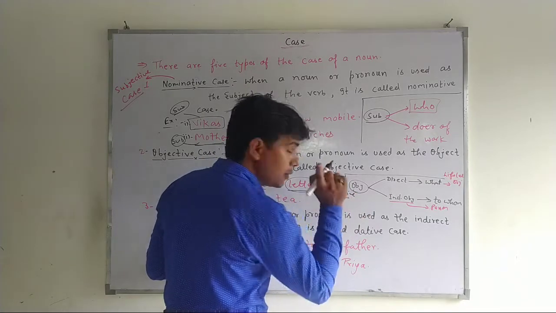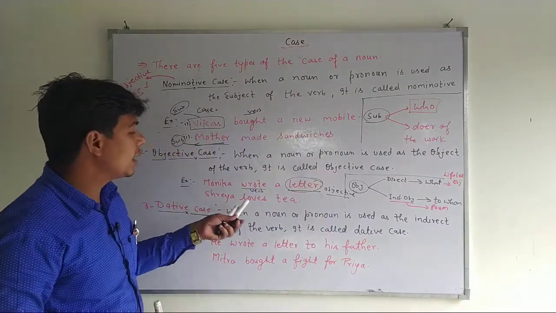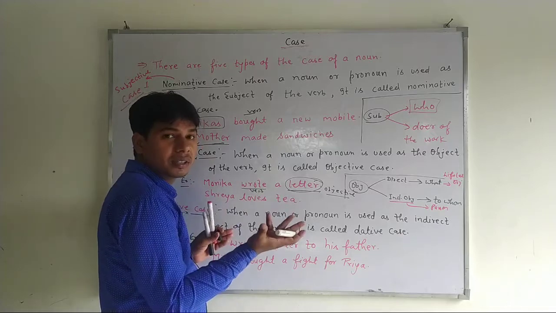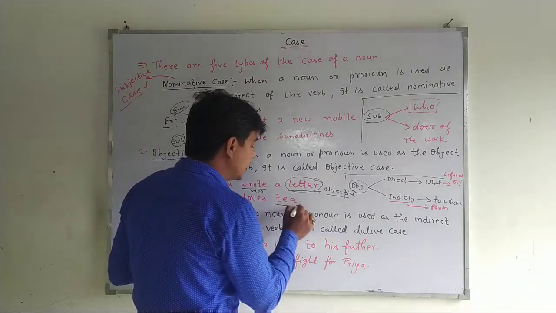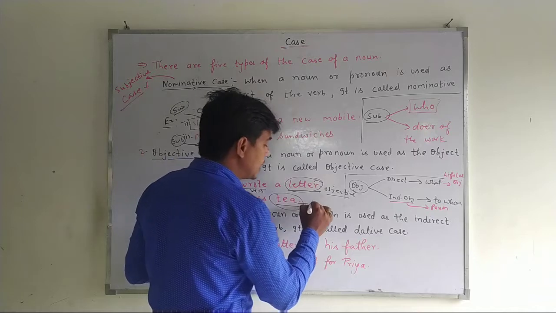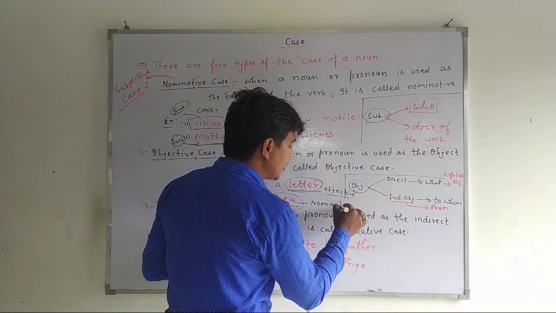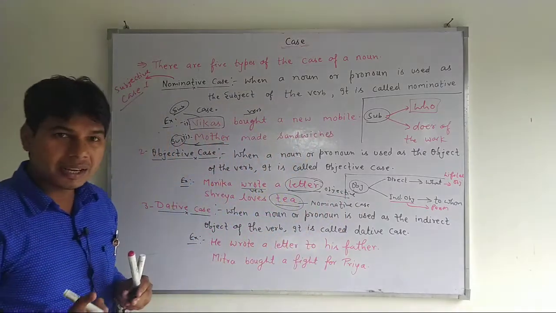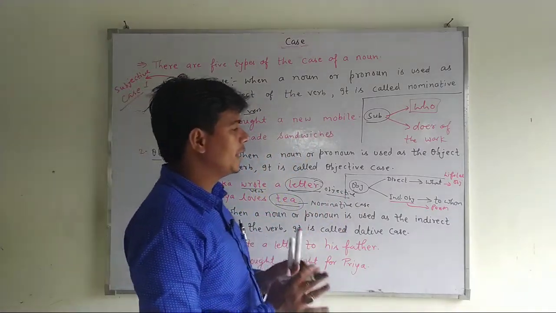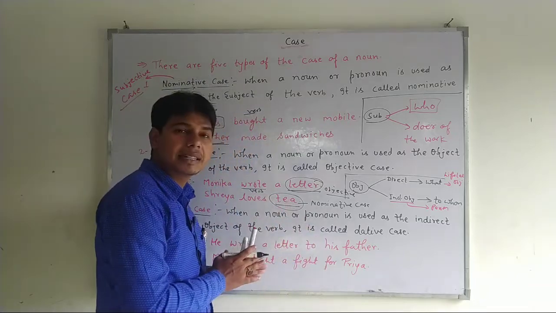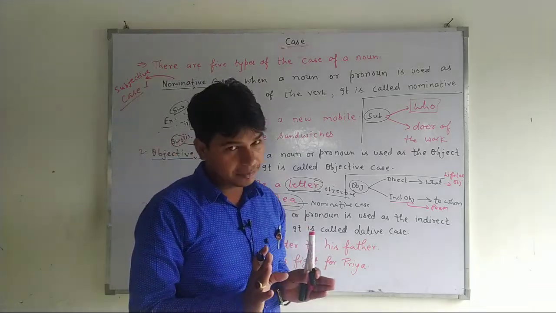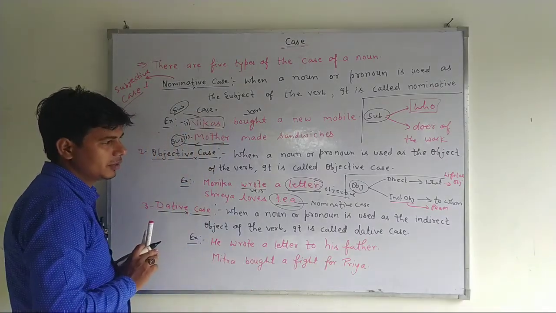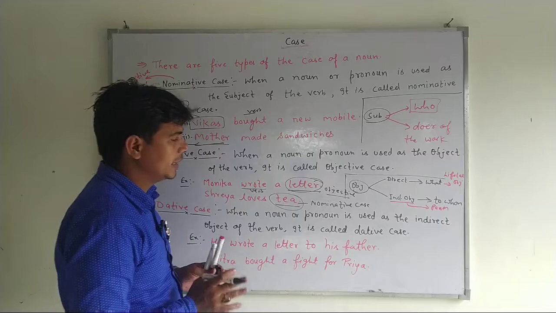Second one, Shreya loves tea. Shreya loves what? We get the answer, tea. So tea is also a noun and that is the objective case. Is that clear? I hope you have understood very well about the nominative case and objective case. Now see the third one, dative case.